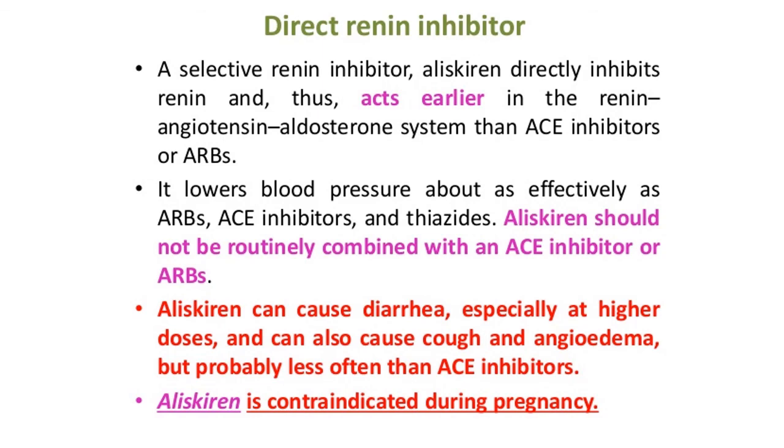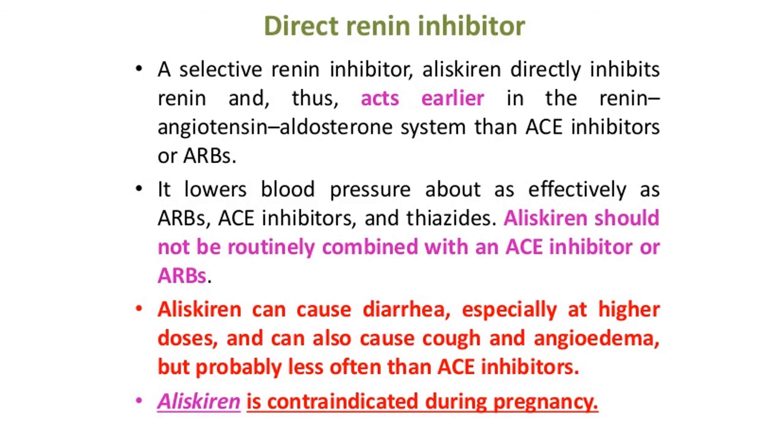So these renin inhibitors basically block the enzyme renin. And the drug name is aliskiren. It directly inhibits renin, and that acts earlier in the renin angiotensin aldosterone system. So it acts on the first step. It lowers the blood pressure about as effectively as ARBs or ACE inhibitors and thiazides. And aliskiren is usually not combined with ACE inhibitors or ARBs. Aliskiren can cause diarrhea, especially at higher doses, and can also cause cough and angioedema, but probably less often than ACE inhibitors. And aliskiren is contraindicated during pregnancy.